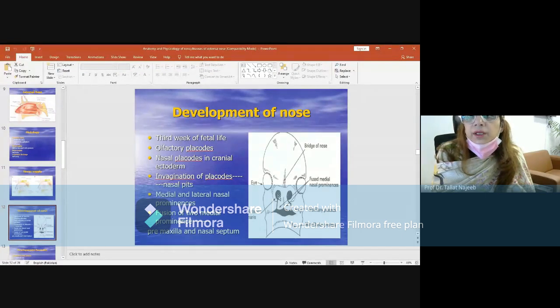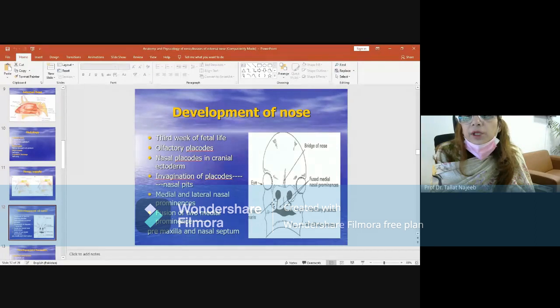and this depression later on will form from the cranial ectoderm, and invagination of this placode will form two tubercles, medial tubercle and lateral tubercle. These two medial tubercles meet together and they will form the maxillary process or premaxilla. And this lateral tubercle will meet with the mandibular process and will form the cheek and the lower part of the face.